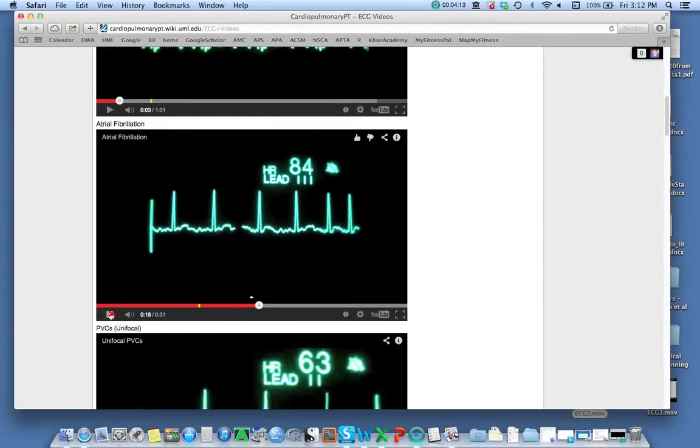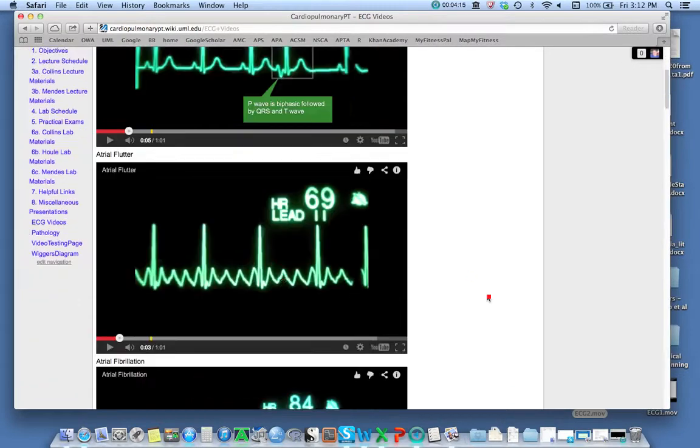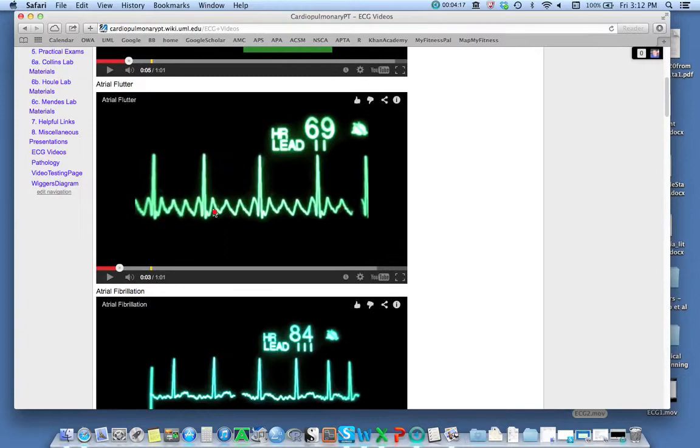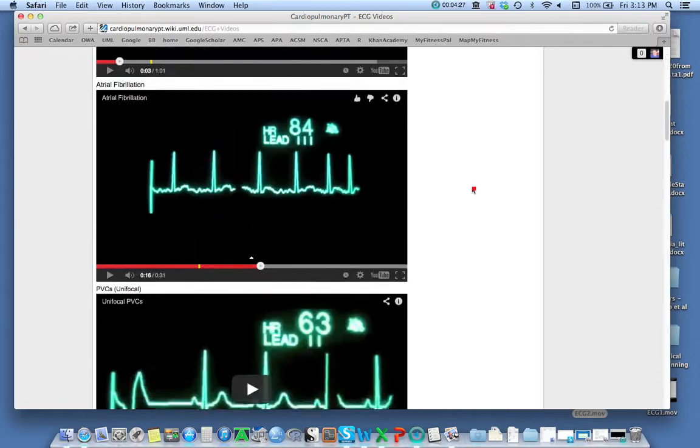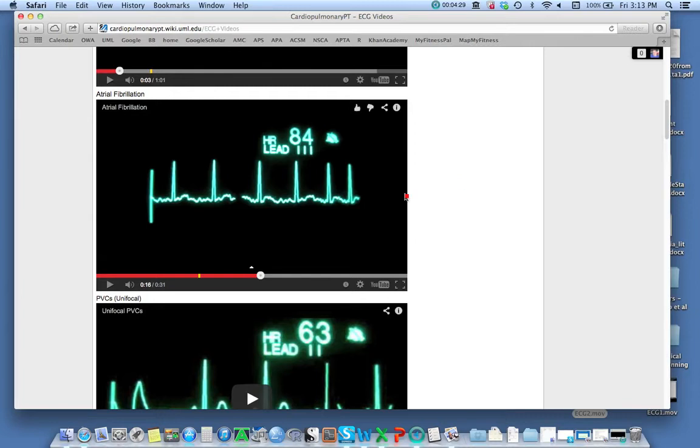One thing to comment on from up here is that this is a regular pulse rhythm. The PACs can lead to an abnormal pulse rhythm; every now and then you get an extra beat. Atrial fibrillation is an irregularly irregular pulse rhythm.